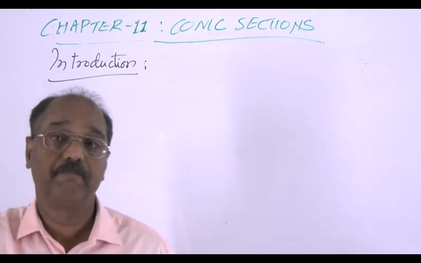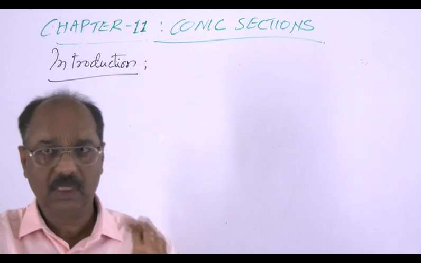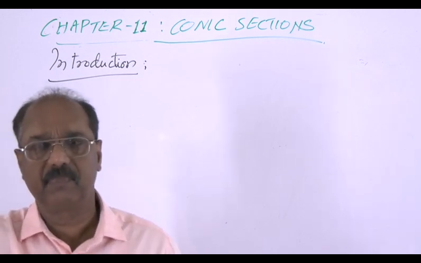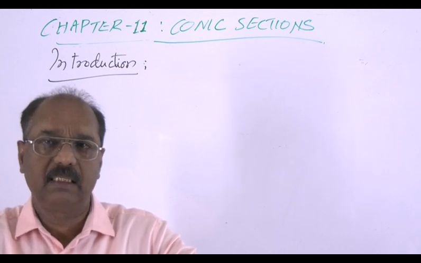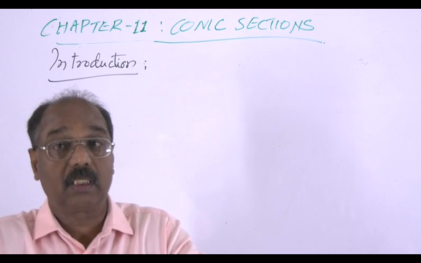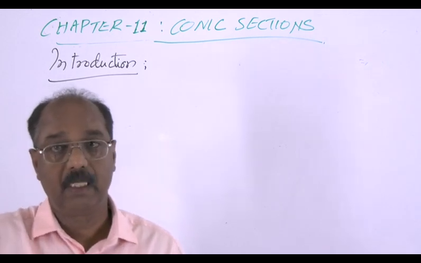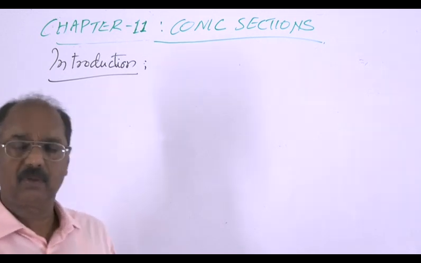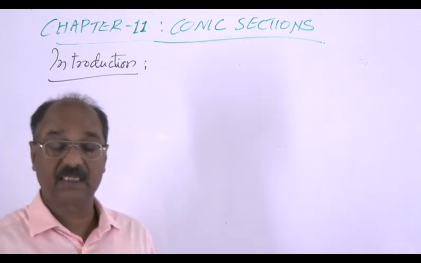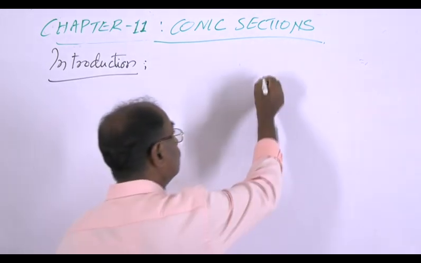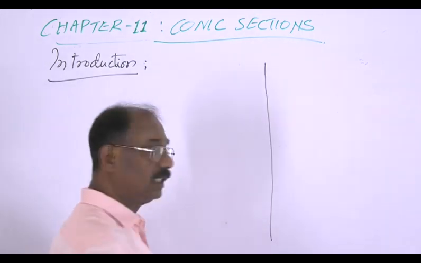Now what is a cone? Cone is a surface. It is generated by a line in connection with a particular fixed line. For example, consider a horizontal or a vertical line or an inclined line, a fixed line. Suppose we consider a vertical fixed line.